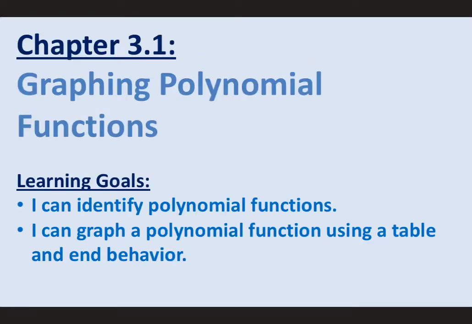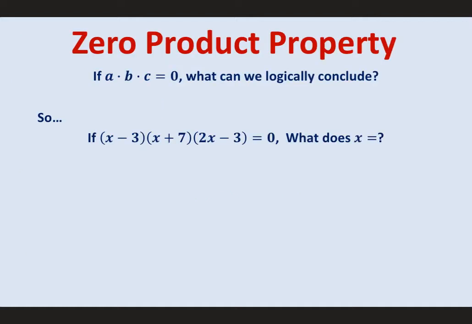All right, so we're going to graph polynomials. We're going to be able to identify a polynomial function, and we're going to learn how to graph that function. We're not going to be using a table. We're going to use these polynomial functions in what's called factored form, and so we will have to talk about something called the zero product property first.